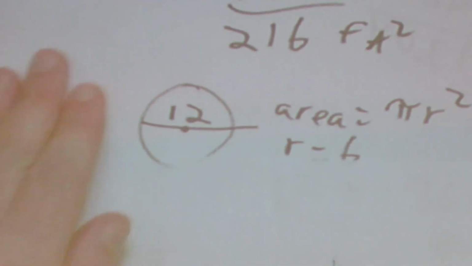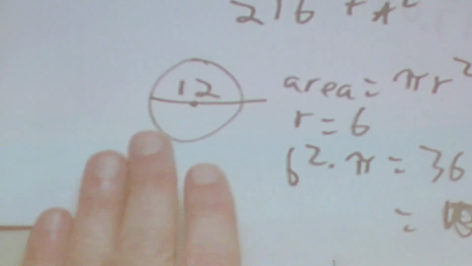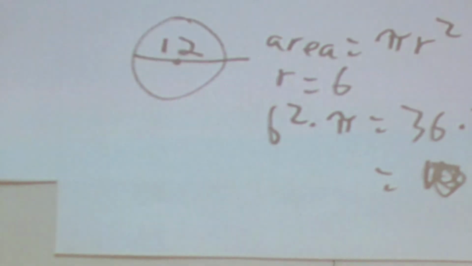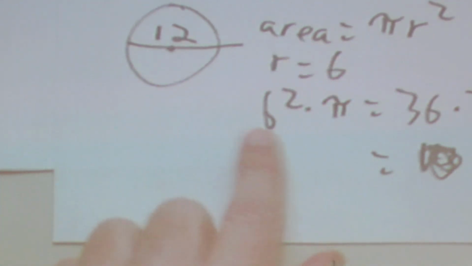Next, we need to find the area of a circle. We're given the diameter, so we have to find the radius first. So whatever we're given, divide that number by 2, and we'll get the radius. And the formula is pi r squared. So we're going to put in 6 squared times pi. 6 squared is 36. Pi, we're going to use 3.14.